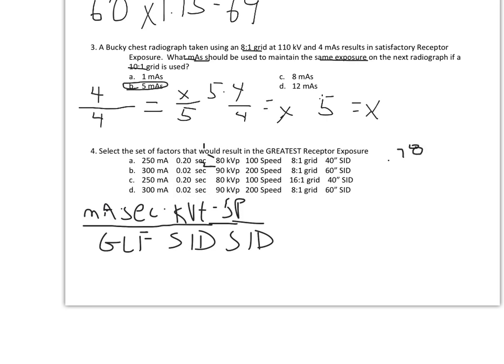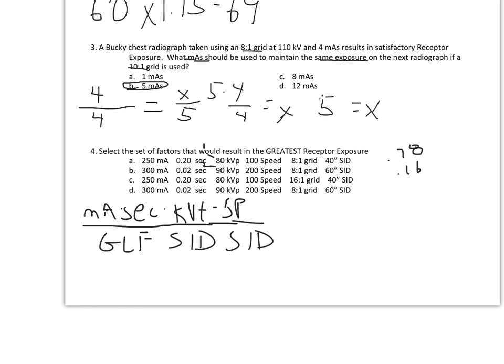for A. For the B, we have 300 times 0.02 times 2 for the kV of 90 times 200 for the speed, divided by 4 for the grid, divided by 60 for the SID, and you get 0.16.